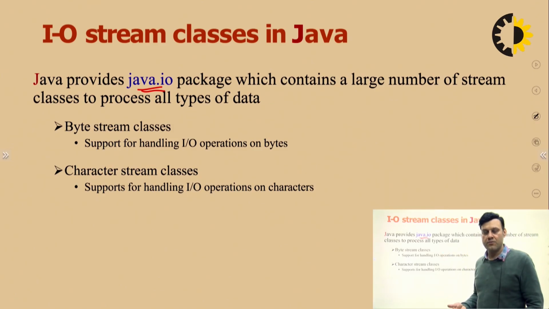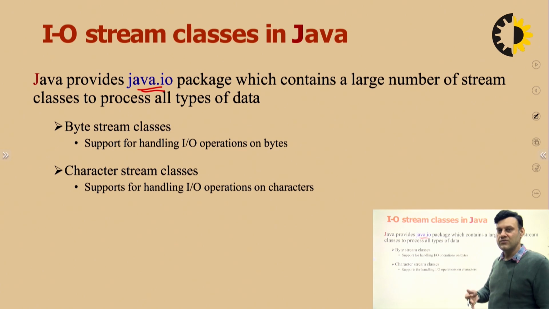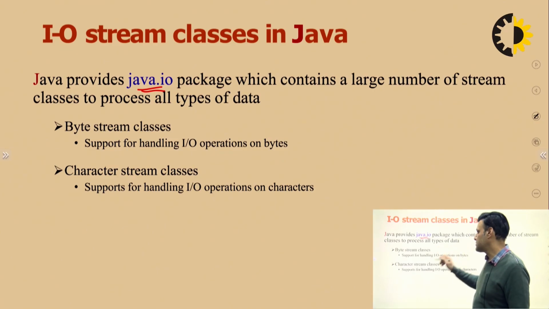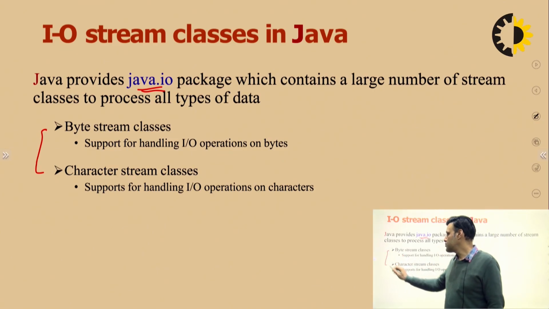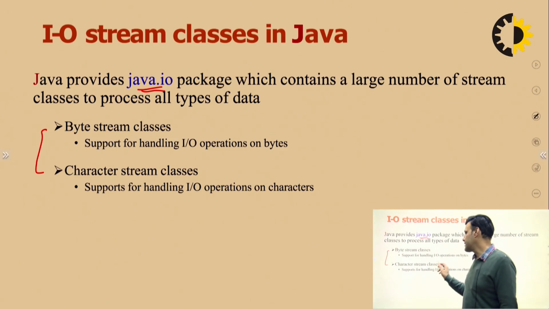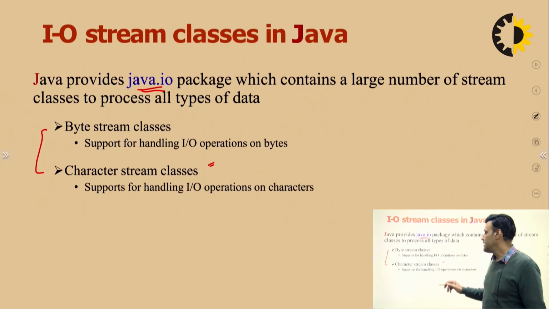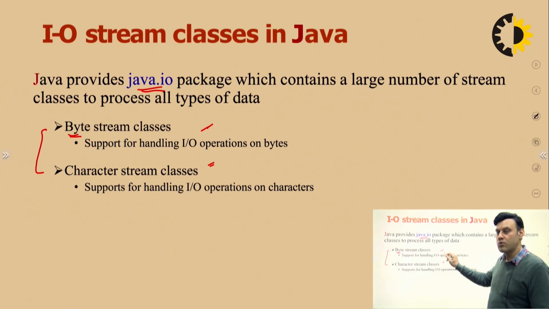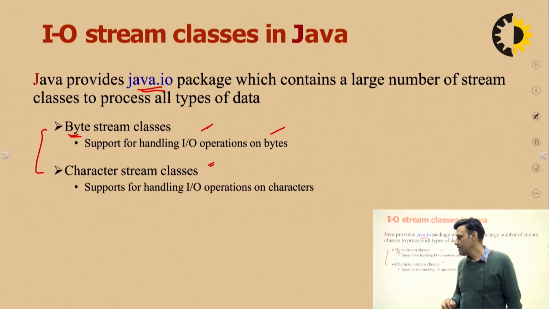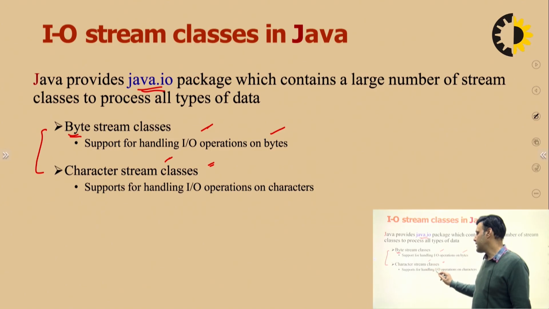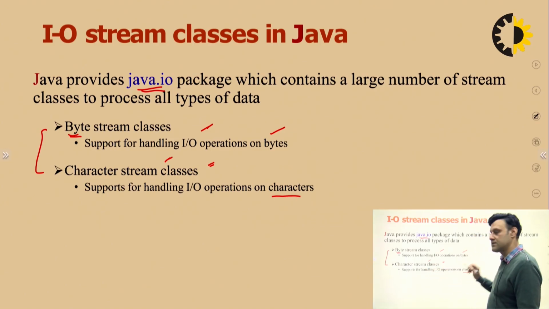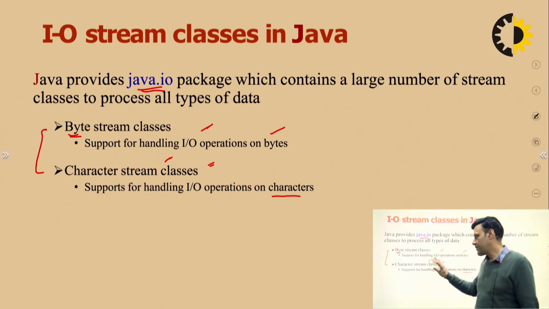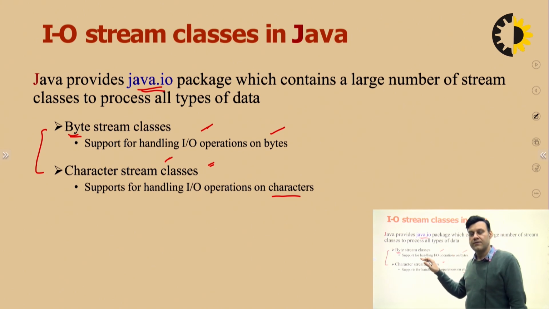Why do we need those large number of stream classes? Because those classes contain a number of functions and methods to process all types of data. Basically we have two kinds of classes, byte stream classes and character stream classes. As the name suggests, byte stream classes support all input output operations on bytes, and character stream classes support input output operations on characters. For characters we have a different class, and for bytes we have a different class.